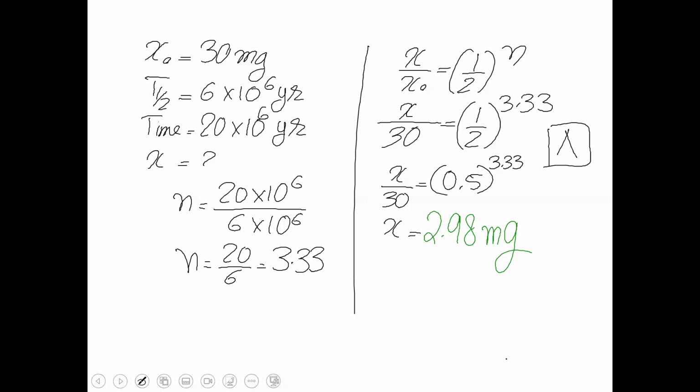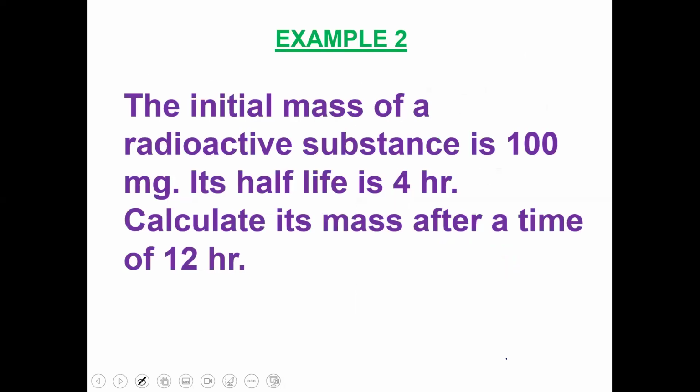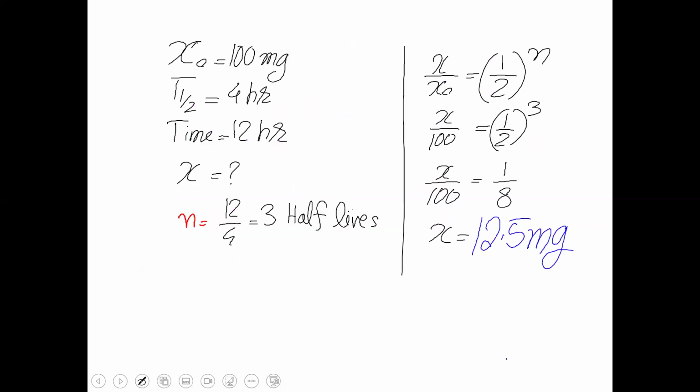I will put my second example and then I will try to fix this audio issue. The initial mass of a radioactive substance is 100 mg. Its half-life is 4 hours. Calculate its mass after a time of 12 hours. These types of questions come in MCQs. Now, the half-life is 4 hours, so in 12 hours, 4 will appear 3 times. So n is equal to 12 upon 4, so there are 3 half-lives. Then I put it in the formula and I'm getting X is equal to 12.5 milligrams. Look at this working.